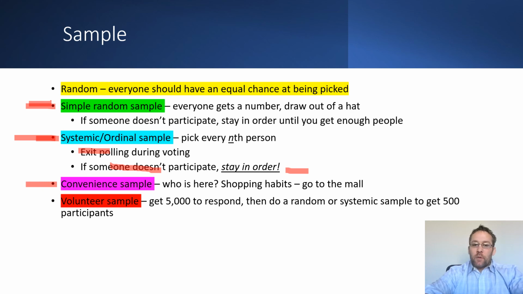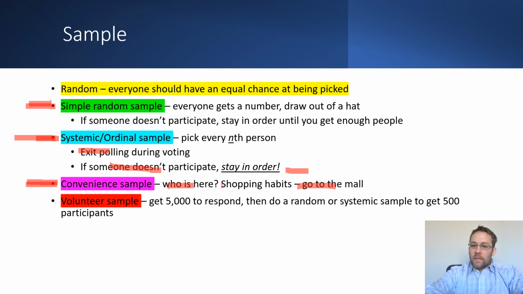Next, a convenience sample is just who is here, right? So if you want to know people's shopping habits, you might just go to the mall and ask people who are currently already at the mall. Obviously during COVID, that's not going to work as well, right? But yeah, you might need to go to where people are in order to get information.